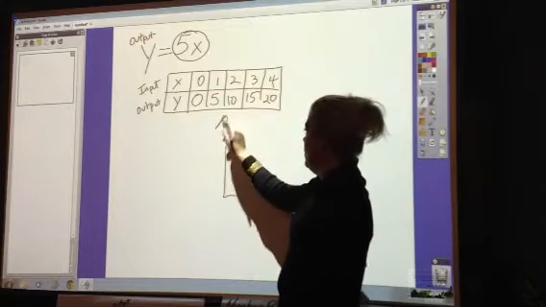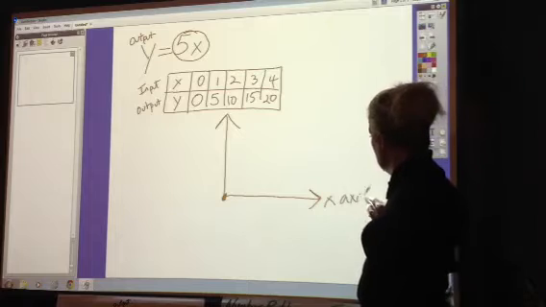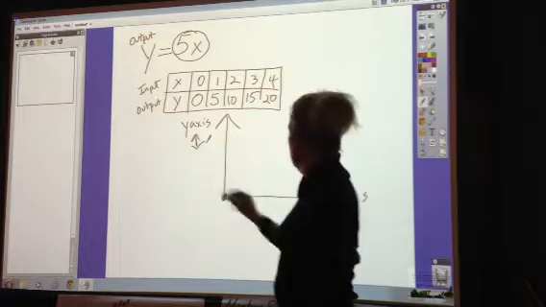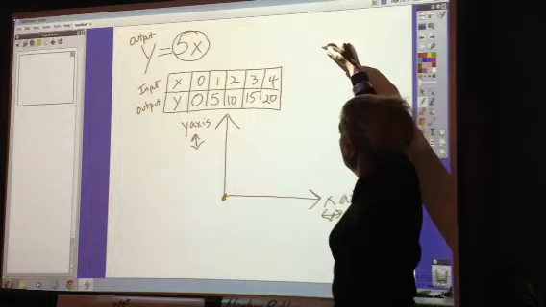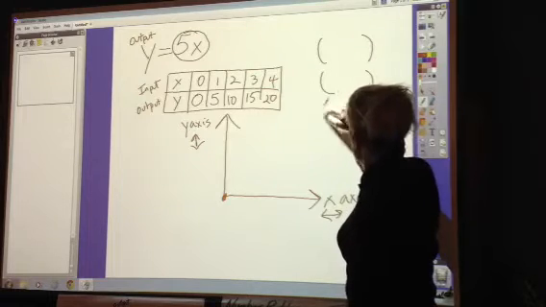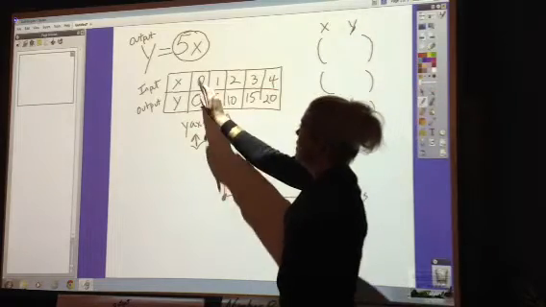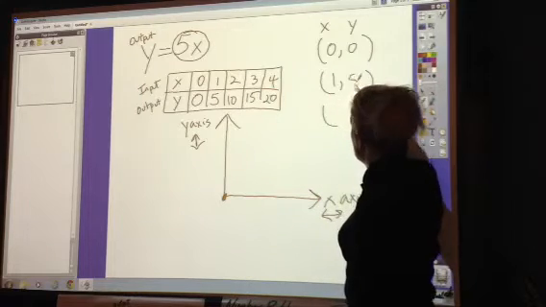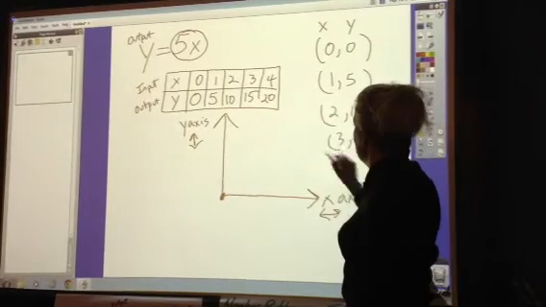If it said graph the data in the table, I know how to make a coordinate plane. We call this the x-axis. Call this the y-axis. Going up and down, right and left. We can use this information to create coordinates. X is always the first number, y is always the second number. So I have 0, 0. I have 1, 5. I have 2 and 10. Got 3 and 15. And I've got 4 and 20.